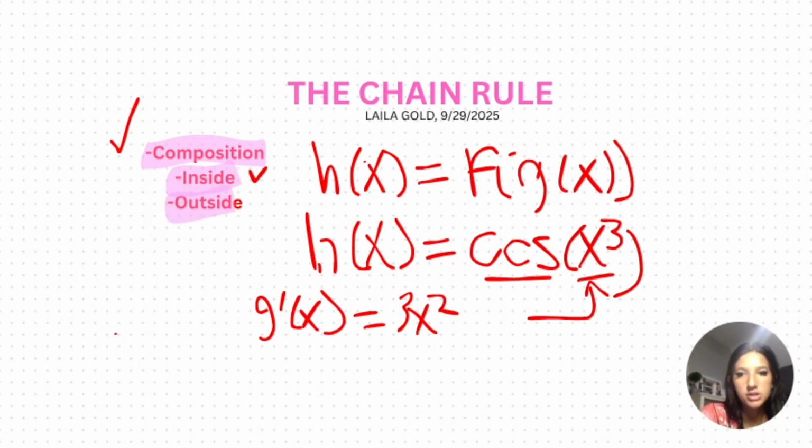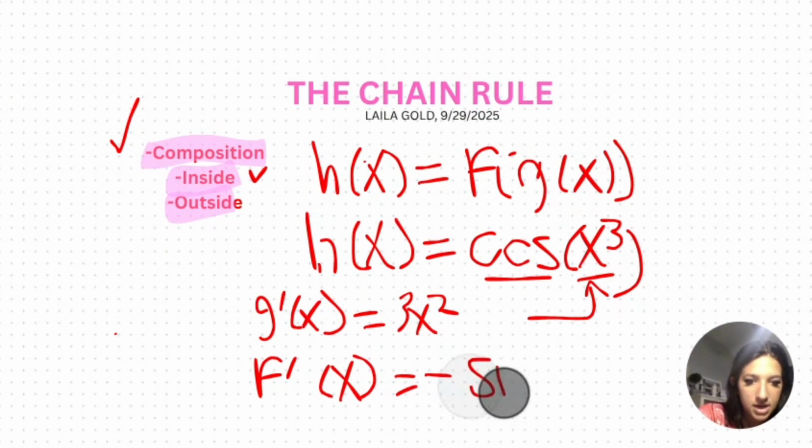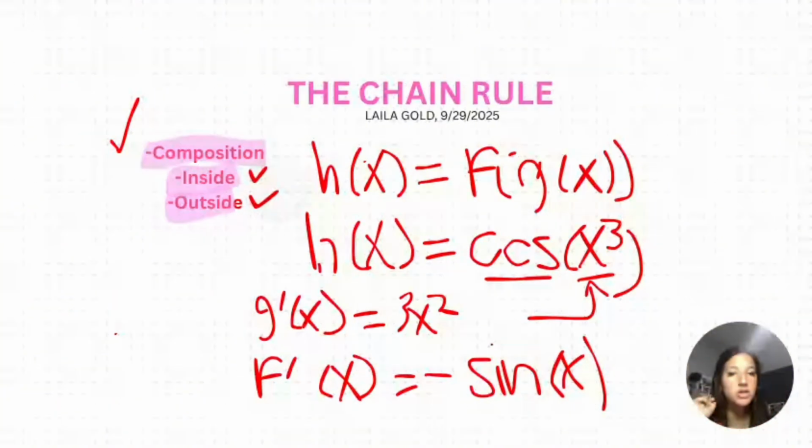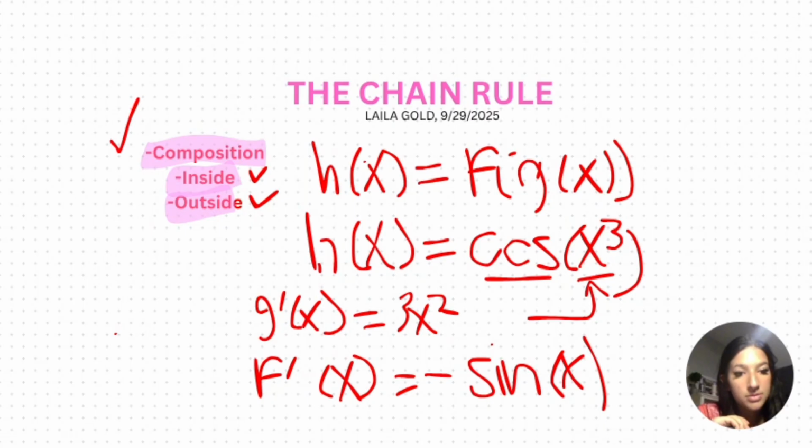Is the outside function derivable at that point of the inside function? Our outside function is cos of x, so can we derive cos of x? By trig derivative rules we can. The derivative of cos of x is negative sine of x. So the outside function and the inside function are derivable, and it's a composition. If all three of these apply, you know you can use the chain rule.